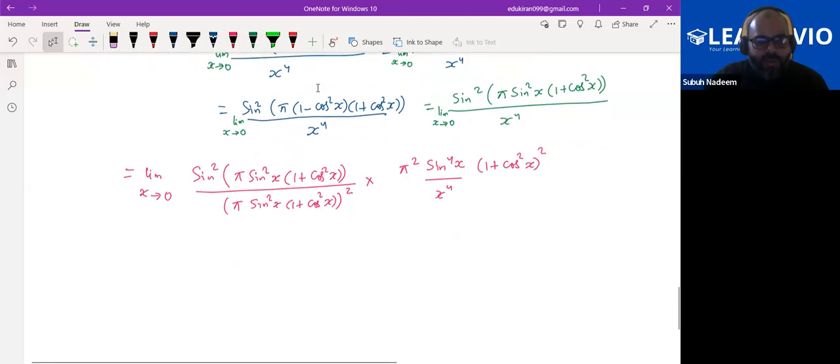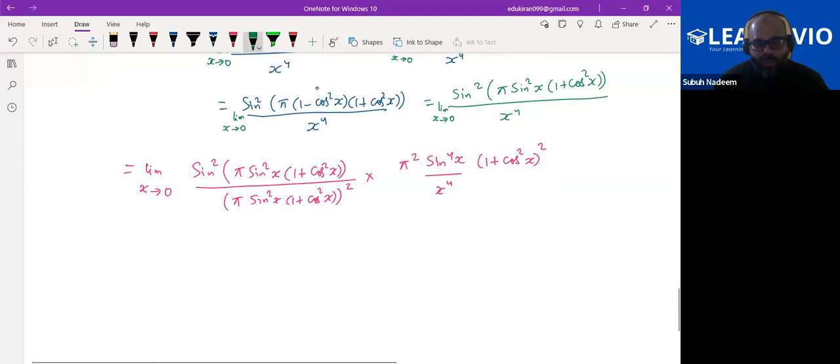So after coming to this step, if you put x as 0, this term here will approach 0 because sine square 0 is 0. And this term here will also be 0. So it is of the form sine theta by theta whole square, where theta is approaching 0. This is a square here, this is a square here. So it is sine theta by theta whole square, where theta is approaching 0. So this will be 1.